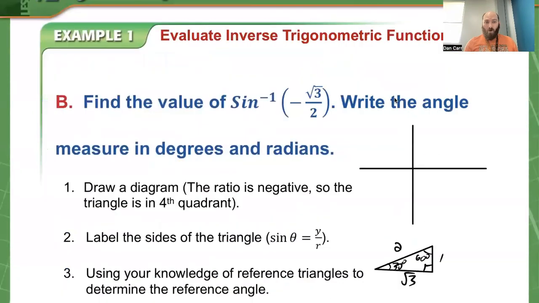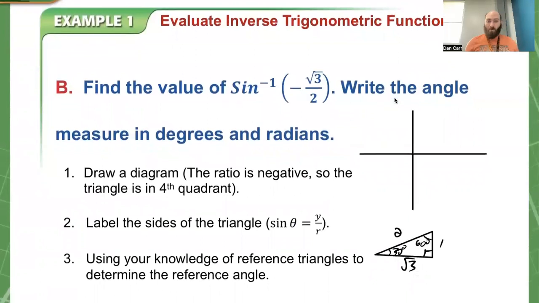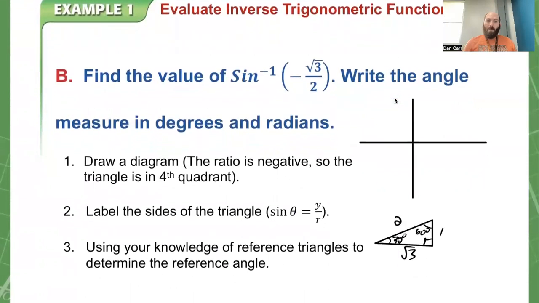Okay, so inverse sine of negative root 3 over 2. Since we're dealing with a negative, we're going to go in the fourth quadrant now. Again, we're still doing y over r. So the y value is going to be negative root 3, and r is 2. So root 3 for the y will look kind of like this. Okay, so root 3 and 2 right here. So then that's my theta that I'm trying to find.